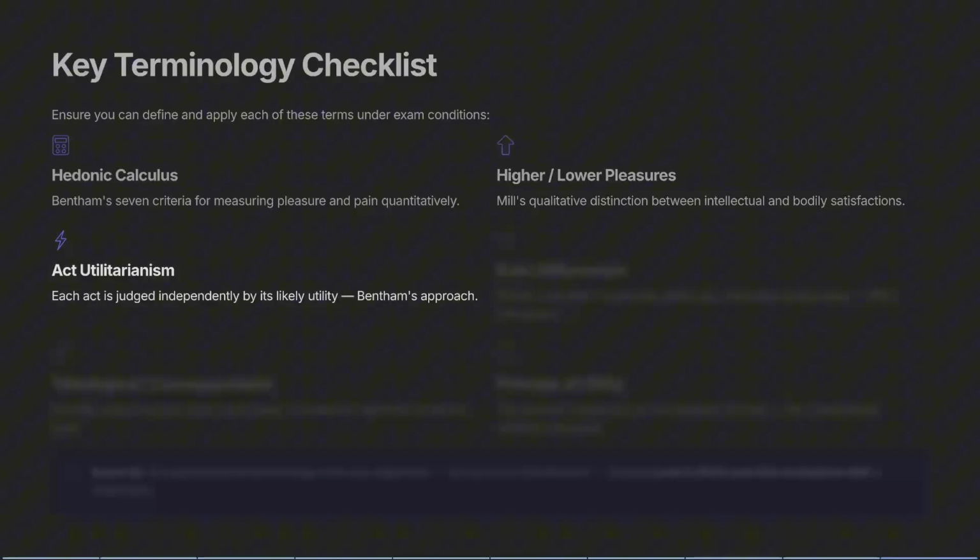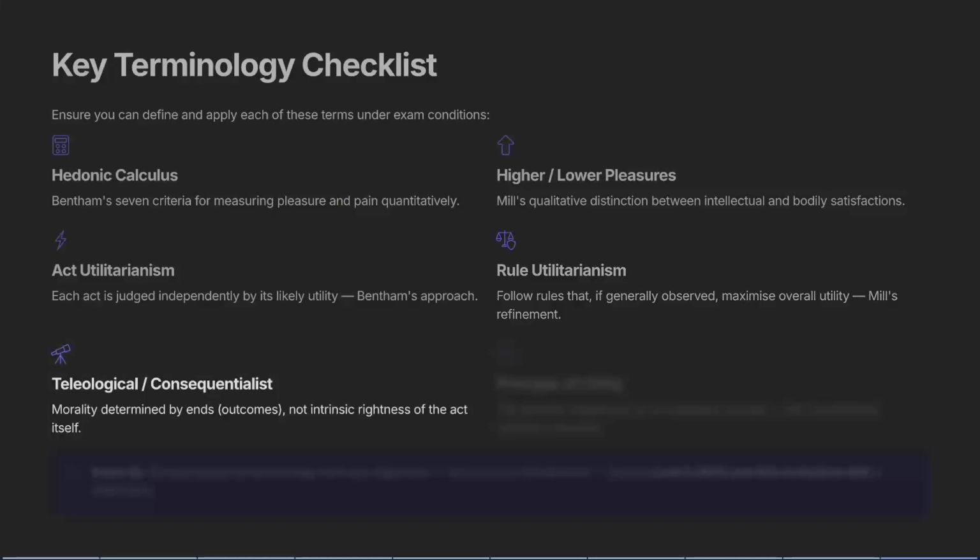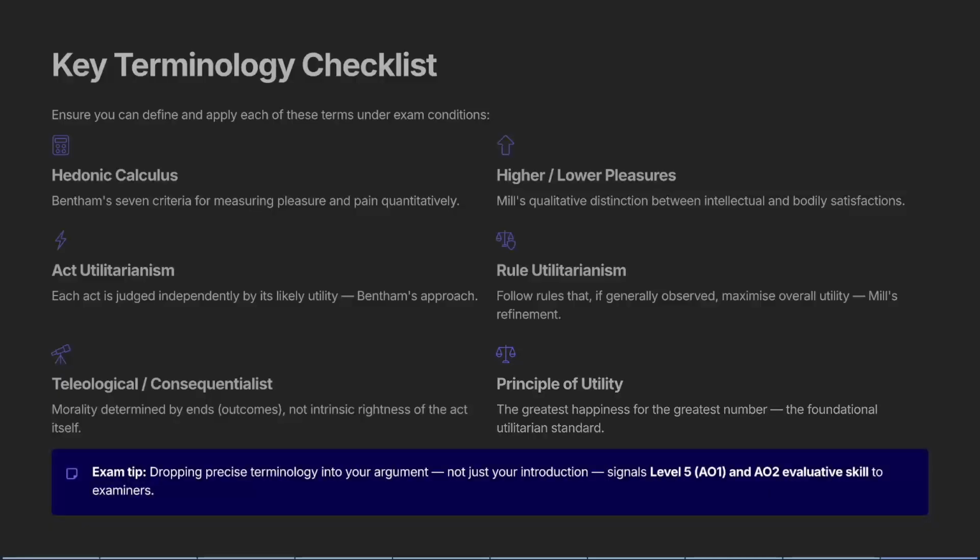Act utilitarianism: each act is judged independently by its likely utility. This is Bentham's approach. Rule utilitarianism: following the rules that, if generally observed, maximize overall utility. And Mill refined Bentham's theory with this. Teleological, consequentialist: morality determined by ends, outcomes, not intrinsic rightness of the act itself. And the principle of utility, to describe the greatest happiness for the greatest number. This is the foundational utilitarian standard.